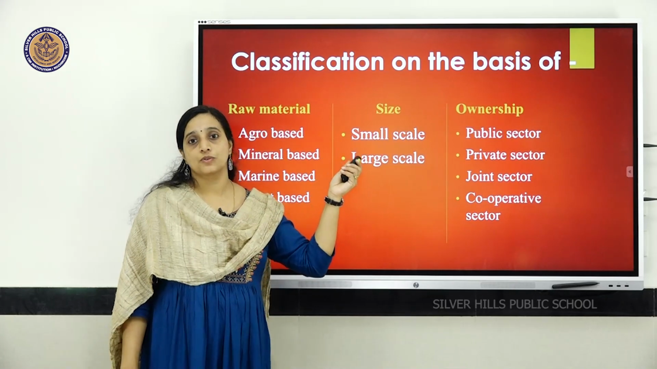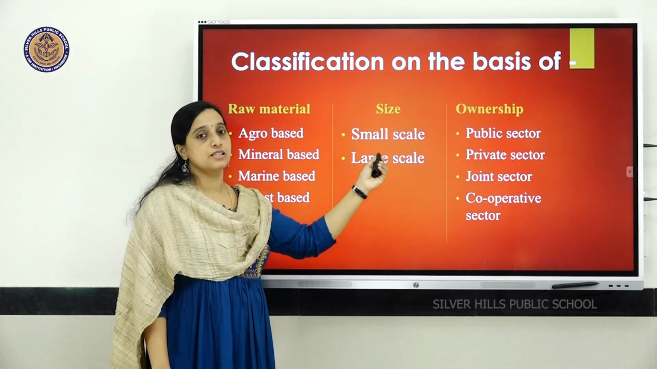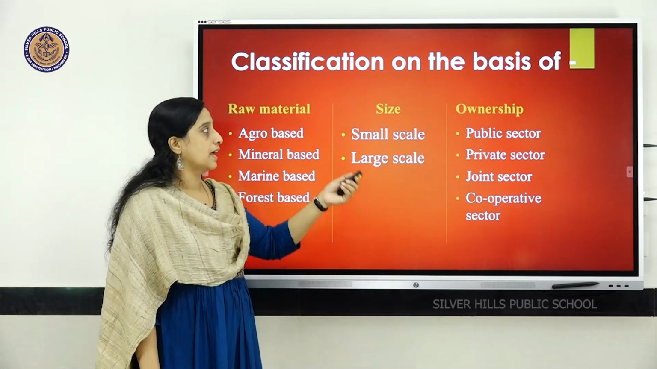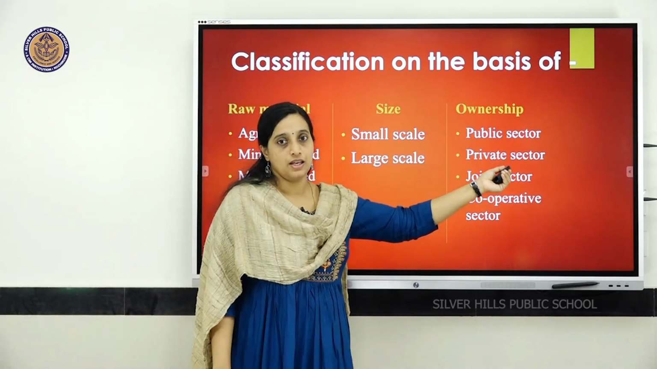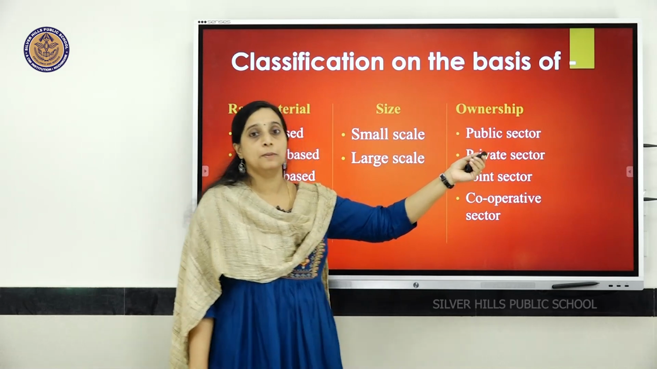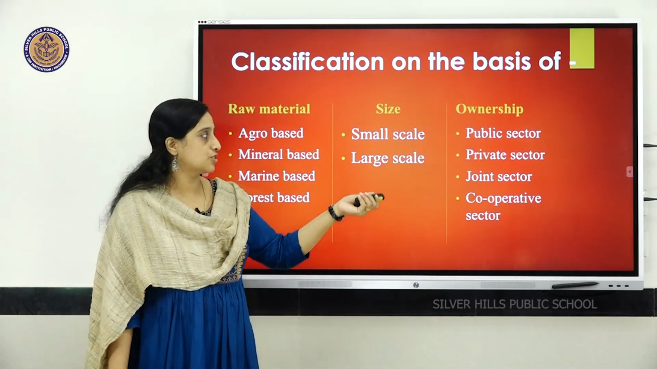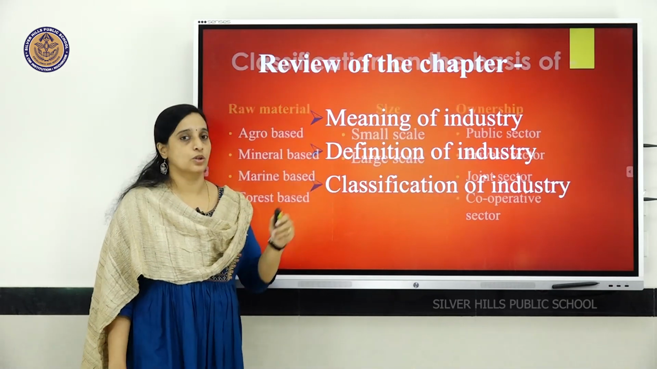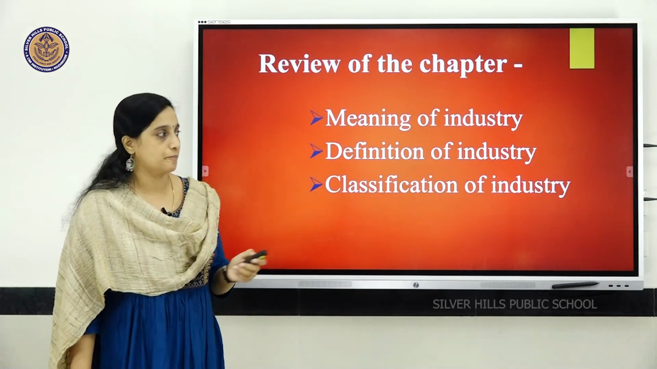On the basis of size, the industry can be small scale industry or large scale industry. And based on ownership, the industry can be public sector or public ownership, private ownership, joint ownership and also cooperative sector.